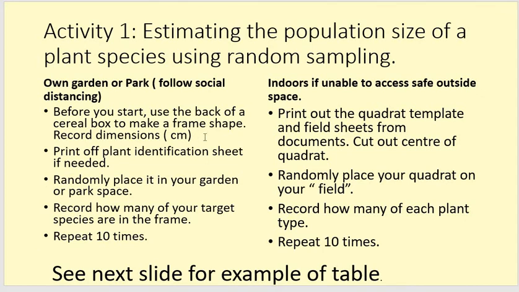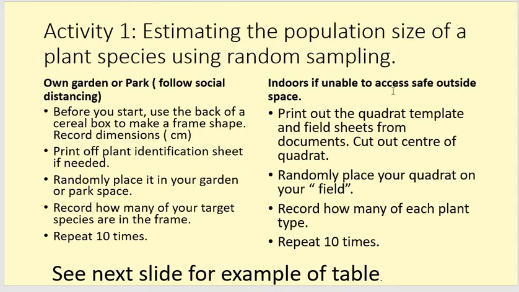I would suggest using the back of a cereal box, making sure the cereal is empty first, making sure your parents don't have any other plans for the box. Then use a ruler to make a frame shape and cut out the centre. If you need a plant identification sheet, print one of those. I will have one loaded up for you in the documents. Randomly place your quadrat and sample. You're going to have to repeat it 10 times. The next slide does have an example of a table you should draw in advance to make it easy to record what you find. You don't want to be trying to remember it all.